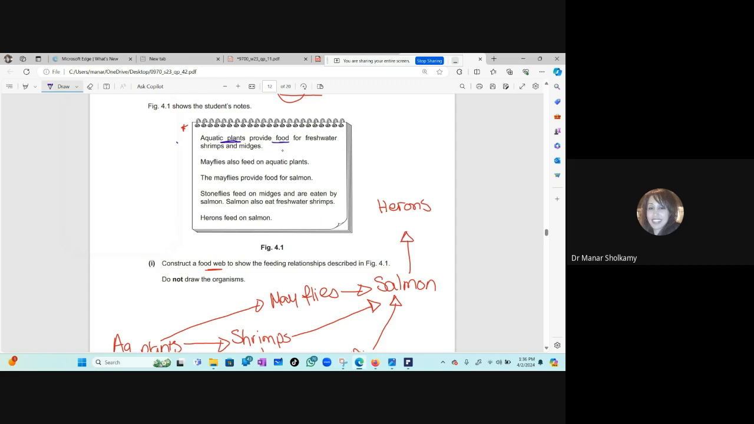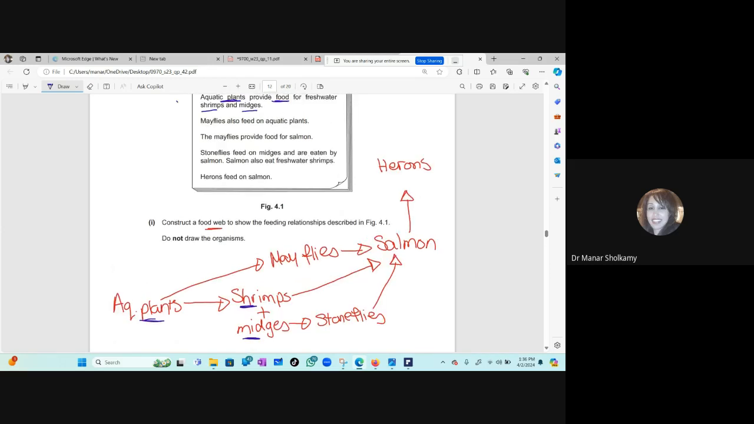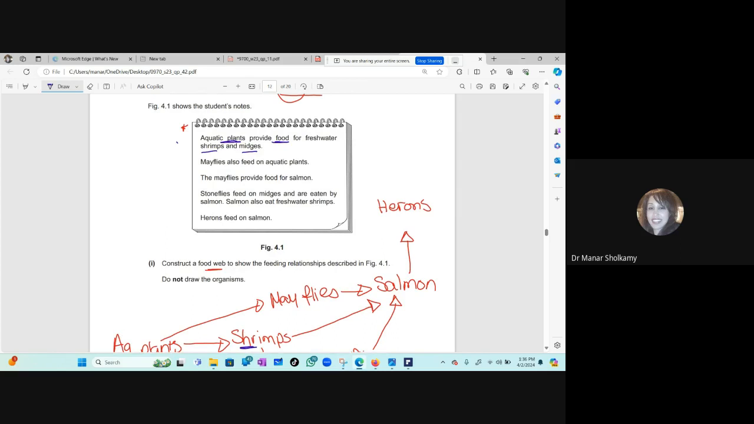Plants is food for the shrimp and the midges. So this is what I did: I wrote the plants, and they're eaten by the shrimps and the midges. Do you understand the first sentence? Any questions?